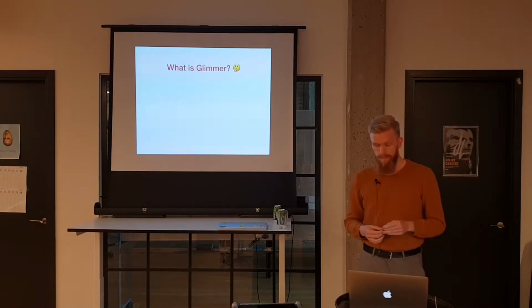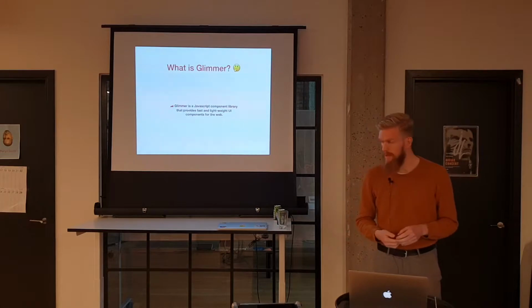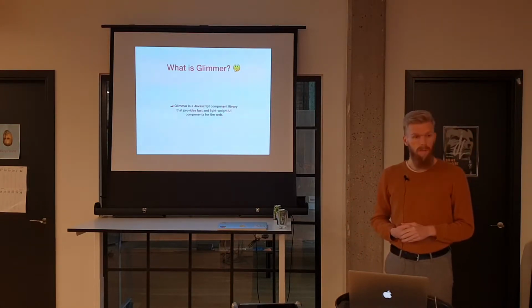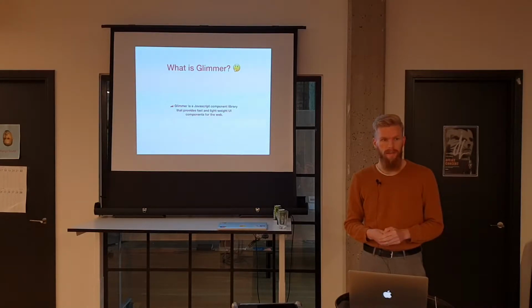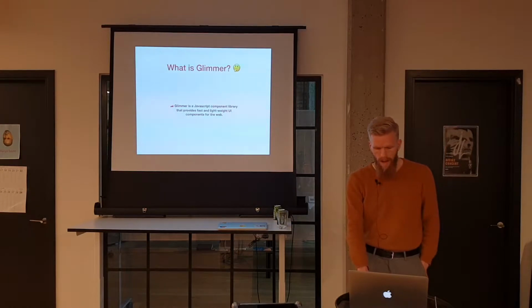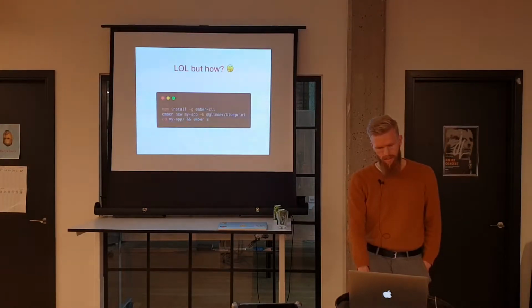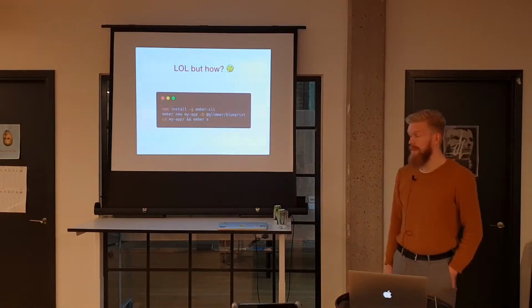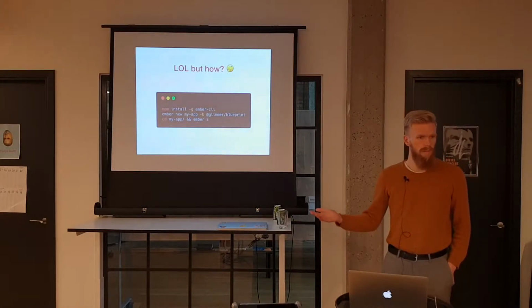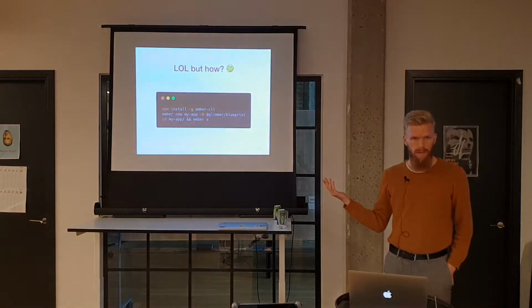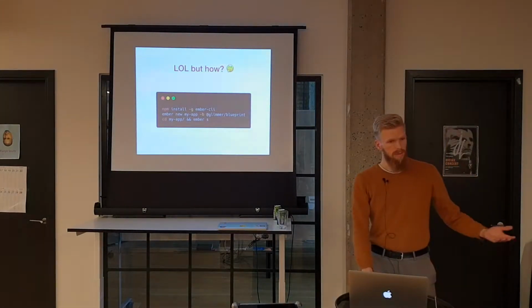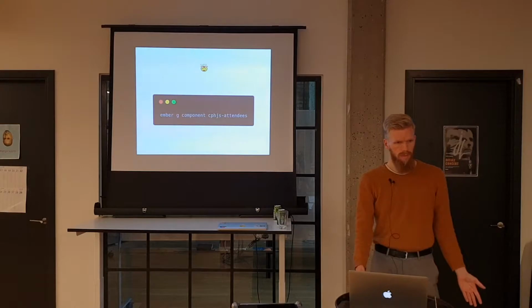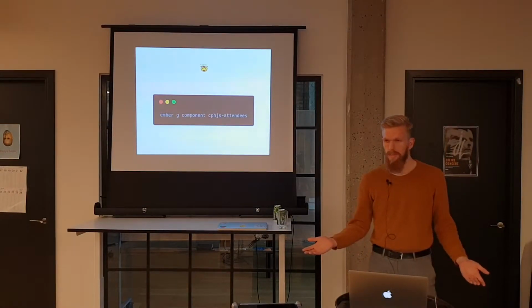So what is Glimmer? Well, the official definition is it's a JavaScript component library that's super fast and lightweight, and it's really nice. And yet another component library in JavaScript. And to get started, it's quite easy. You can utilize the Ember CLI to just generate a new app with the Glimmer blueprint, and then you have scaffolded an entire project. And then you can use the Ember CLI to generate components as well. It'll do everything for you by magic.